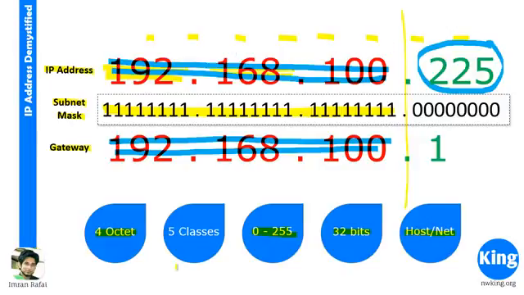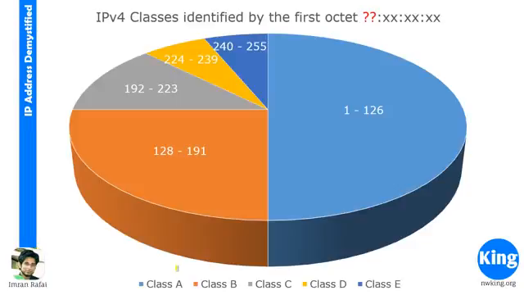Next is the classes. To look at that, we look at this slide. IP addresses have different classes. The class of an IP address is decided by the first octet. So let's assume the first octet of the IP address is between 1 and 126. In that case, it is a class A IP address. If the first octet is between 128 and 191, it is a class B IP address. If the first octet is between 192 and 223, it is class C, between 224 and 239, it is class D, and 240 to 255, it is class E.